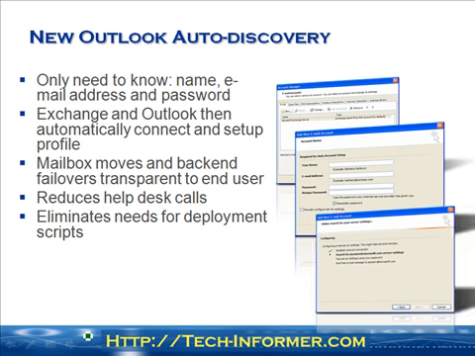Alright, new Outlook Auto Discovery. So, okay, what this thing here is, we actually touched on it when we talked about mobile messaging, but again, by entering your name, your email address, and your password, everything gets configured for you. Okay, so you can see it here in the screenshot. So I would go to New, click on that, enter my name, my email, my password, and I'm done. Easy as that.